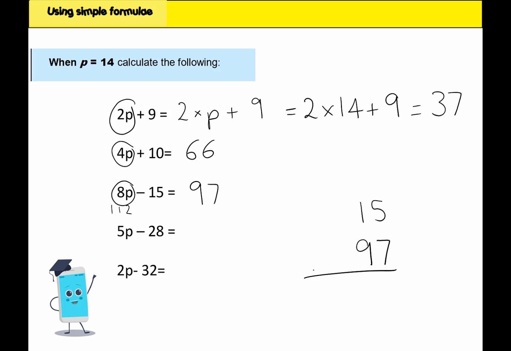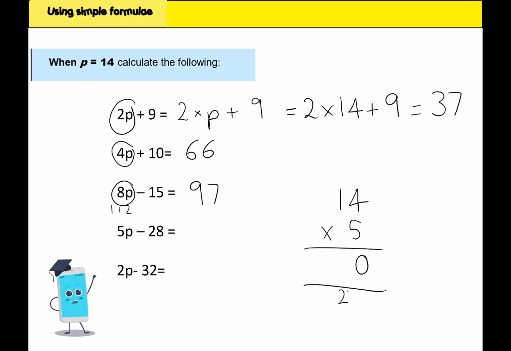Okay, my next one, 5P take away 28. 5 lots of P. Remember, P is 14. So I'm going to do 14 times 5. 4 times 5 is 20. 1 times 5 is 5. Add my 2 is 70.